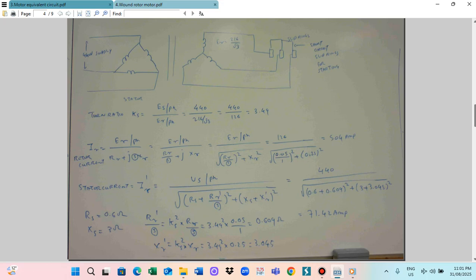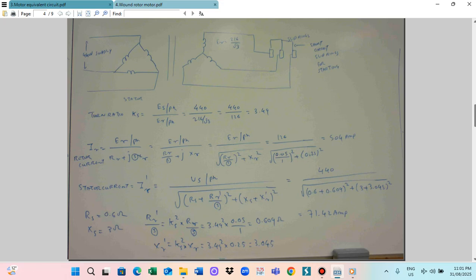Before you calculate the stator current, you need to substitute RR dash by S. RS is already given. RS is the stator resistance. The stator resistance and reactance are already given: stator resistance 0.6 ohm, and stator reactance per phase is 3 ohm. So RS is 0.6 ohm and XS is 3 ohm. And similarly, the rotor resistance per phase, this is RR dash you can calculate.